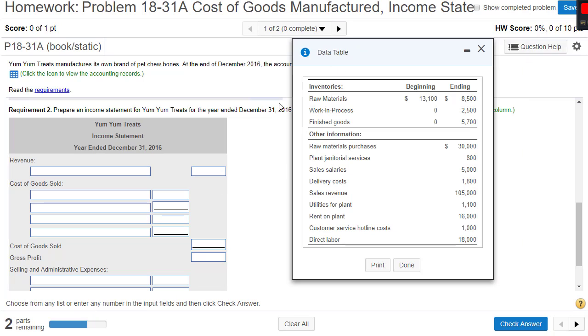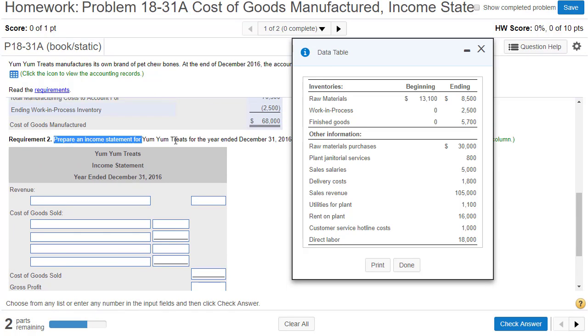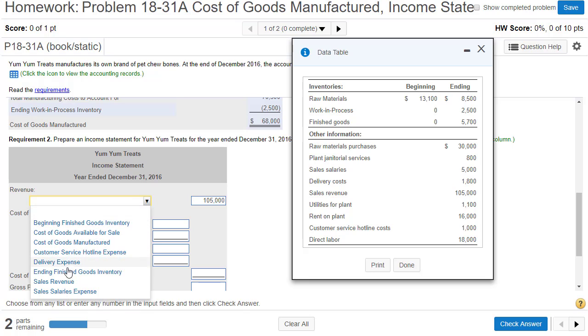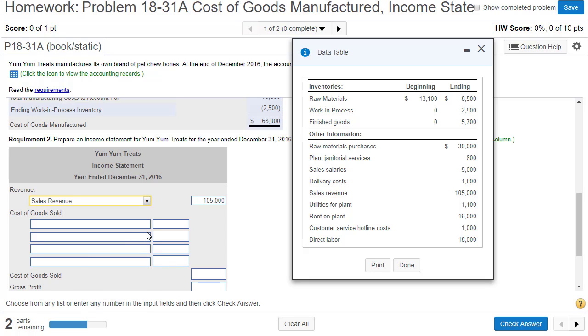So let's start preparing the income statement for Yum Yum Treats for the full year. We're going to start off with our revenue, which was right here. So we got 105,000, copy and paste so I don't make a typing error. Sales revenue. And then if they had sales returns and allowances, you would subtract them. If they had sales discounts, you would subtract them. They don't have any of those, plus they don't have any space for those.